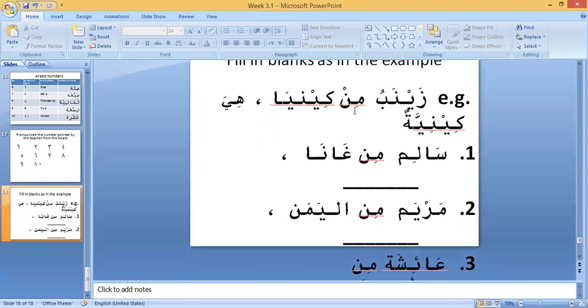زينب من كينيا هي كينية. Zainab is from Kenya. She's Kenyan. We can't hear you well. Okay. Here it is Zainab in Kenya. What does it mean? What is Zainab in Kenya? Zainab is from Kenya. That's right. هي كينية. She is Kenyan. She's a Kenyan, yes.